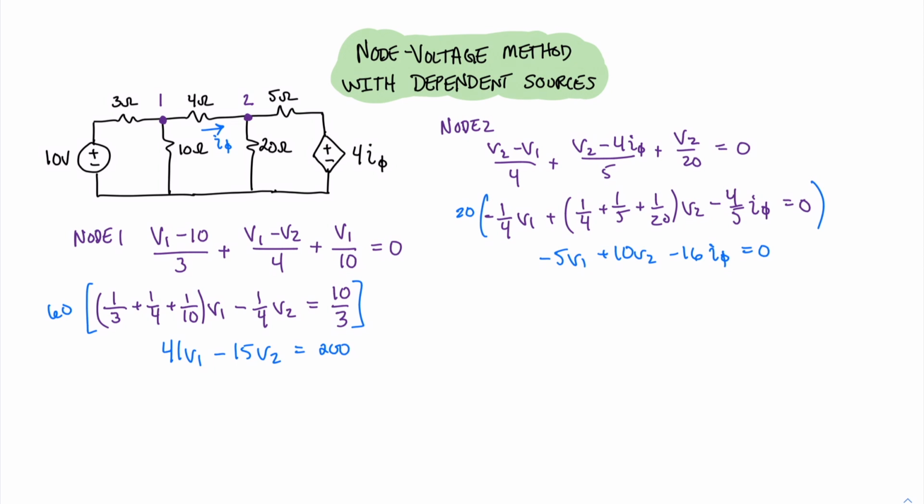Now, with the dependent source, we end up with this extra variable I phi. However, we can write this variable I phi as an equation of V1 and V2. So what is that equation? Well, look here. We can see that I phi goes through this 4 ohm resistor, and it goes from the direction of node 1 to node 2. So we can say that (V1 - V2)/4 ohms is equal to I phi.